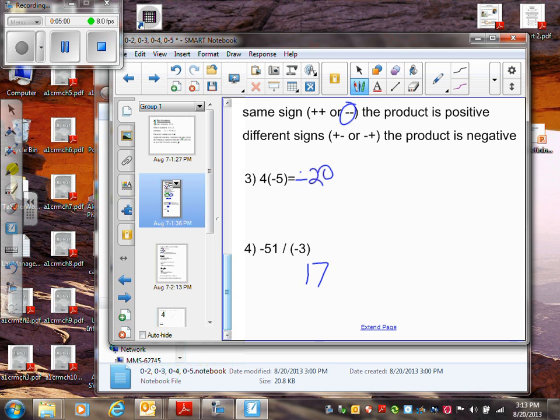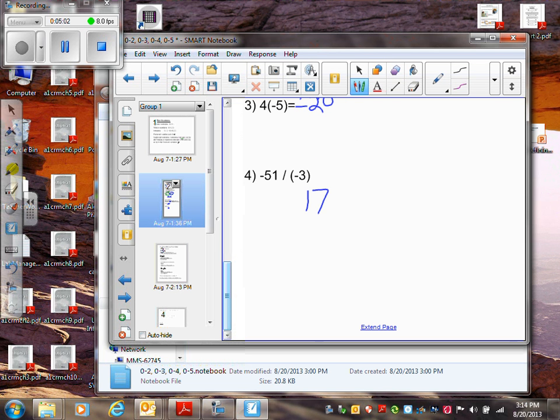We have 3 negative signs, like -2 times -3 times -4. What we're really going to do is count the minus signs. If it's an odd number of minus signs, it's negative.